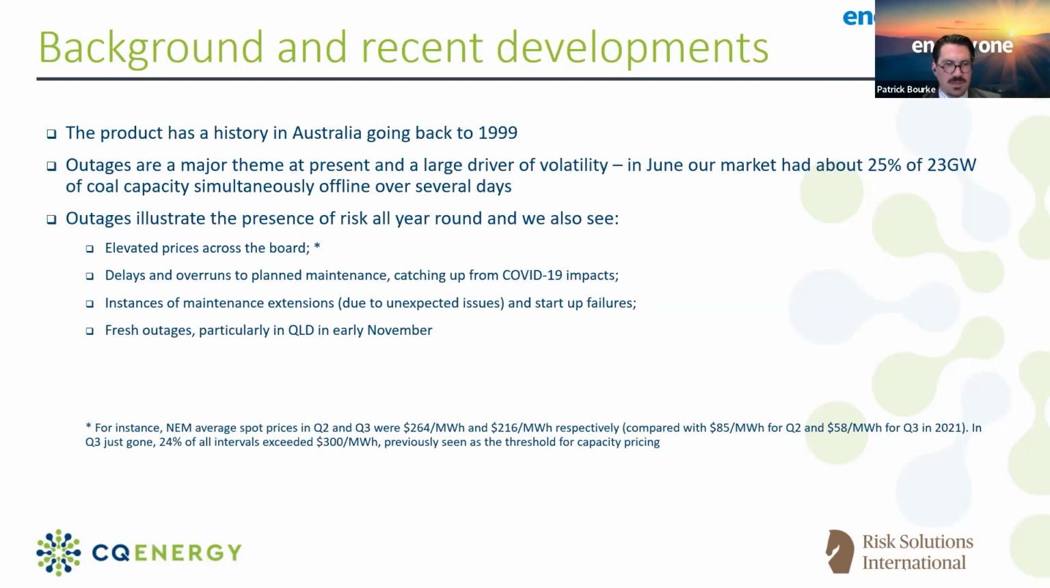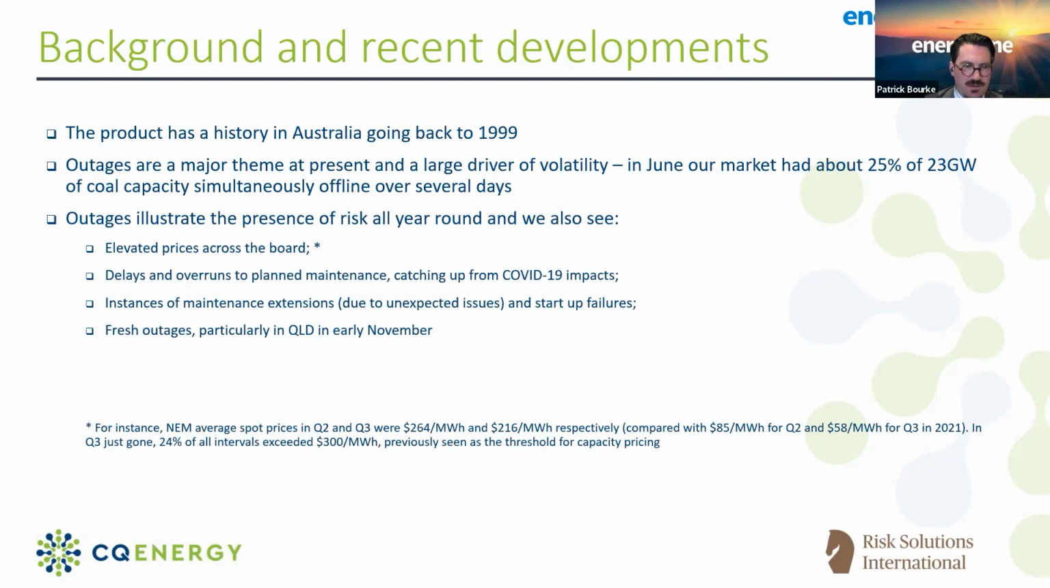In June this year, we had simultaneous offline units of nearly 25% of our 23 gigawatts of coal capacity, and that was over several days. There was also curtailment for gas because of economic reasons or mechanical reasons as well.